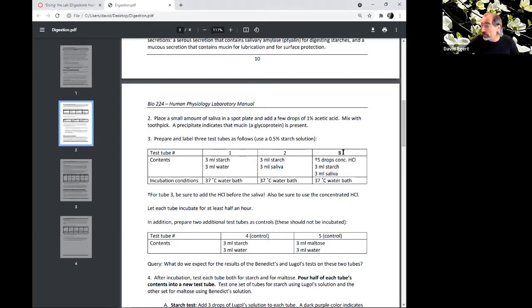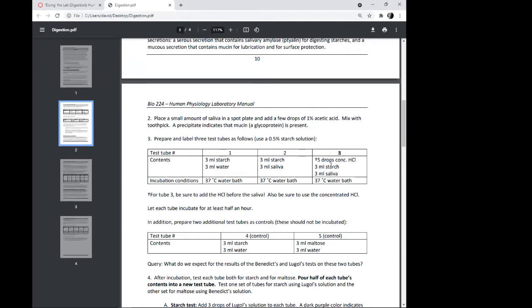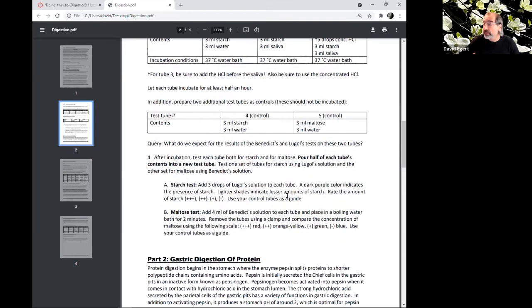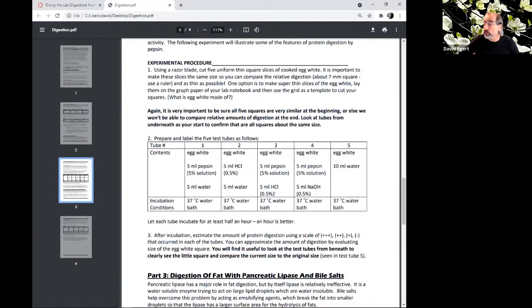So tube 3 also has saliva and starch, but it's really low pH. And what happens if you take a protein and put it in a pH that's not what it likes to be in? It denatures. It changes its shape. And when it changes its shape, the active site will no longer bind the substrate, and it's no longer going to do its job. That's going to be the same kind of thinking when we get down to the protein one.